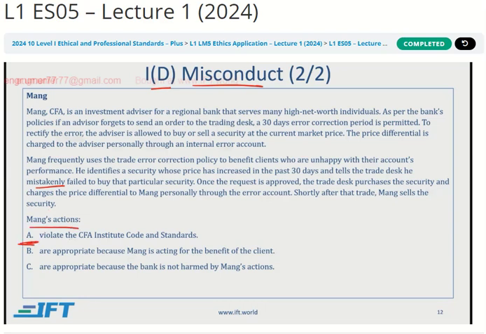Mang's actions A. violate the CFA Institute Code and Standards, B. are appropriate because Mang is acting for the benefit of the client, and C. are appropriate because the bank is not harmed by Mang's actions. So now here we should keep in mind that Mang is indeed engaging in misleading, fraudulent, and deceptive practice. Therefore, he is clearly violating the code and standards. So the best option is A.